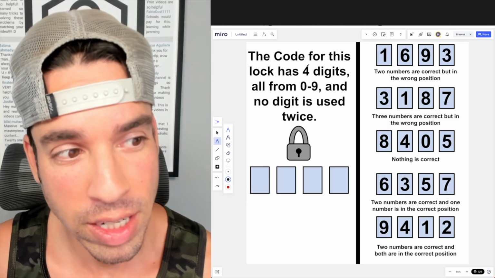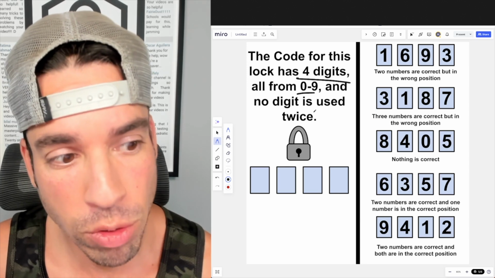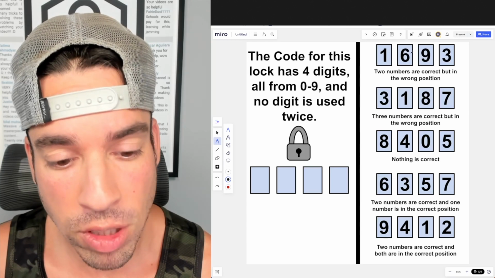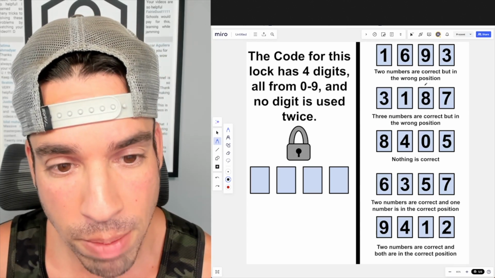In this one, the question is as follows. The code for this lock has 4 digits from 0 through 9, and no digit is used twice. Now, to figure out this code, we have to use the clues on the right, and there are 5 in particular. The first one says 2 numbers are correct, but in the wrong position.